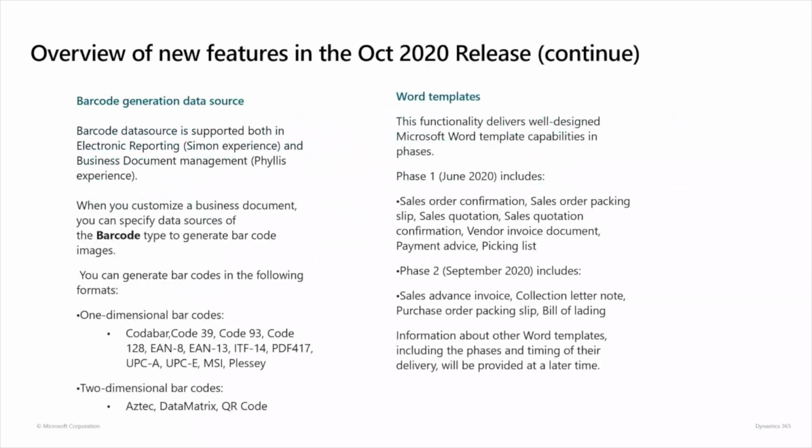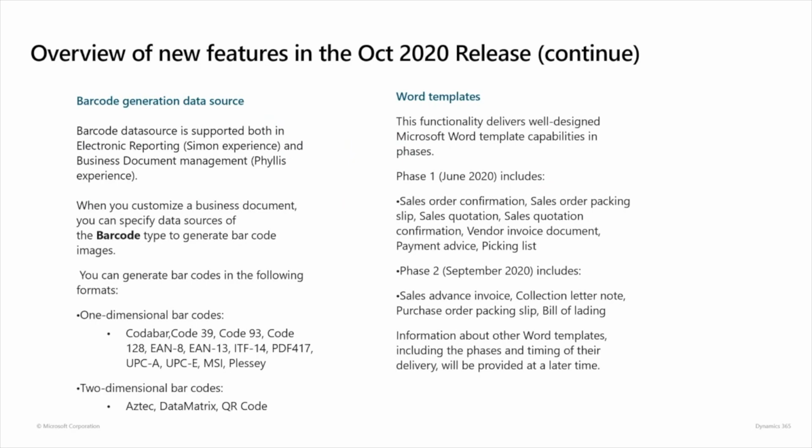Also, barcode support is quite a hot topic, and we heard this feedback that barcode support is needed. So we have added a barcode generation data source, and it's available both in Simon's experience in electronic reporting and in Phyllis's experience in business document management. So both of these personas can add a barcode data source to a business document, and you see the list of the barcode types which we support.